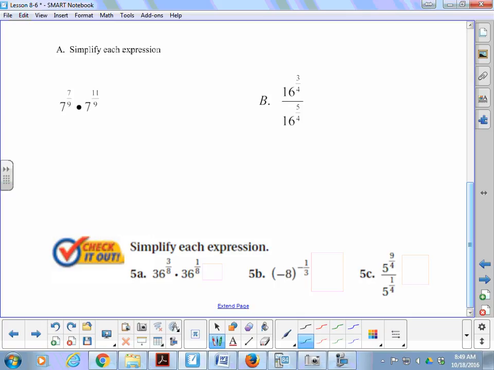So let's take a look at these three real quick. You can write them or not if you want to. So 7 raised to 7/9 times 7 raised to 11/9. My base is 7, and since I'm multiplying with the same base, we add the exponents. So 7 plus 11 is 18 over 9. So that's just 7 squared, or 49.